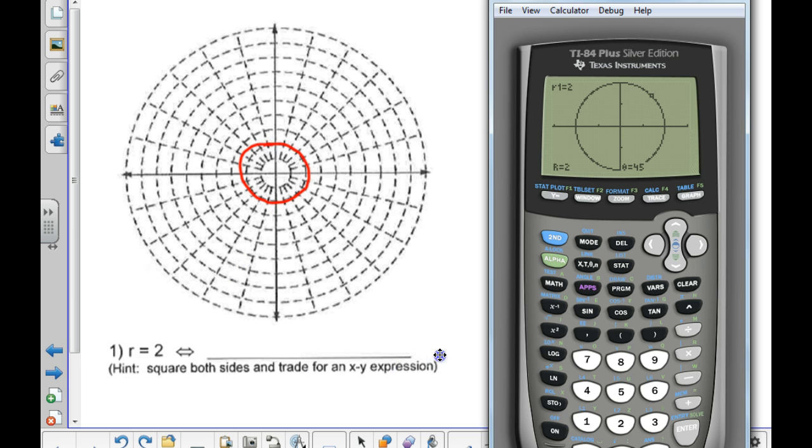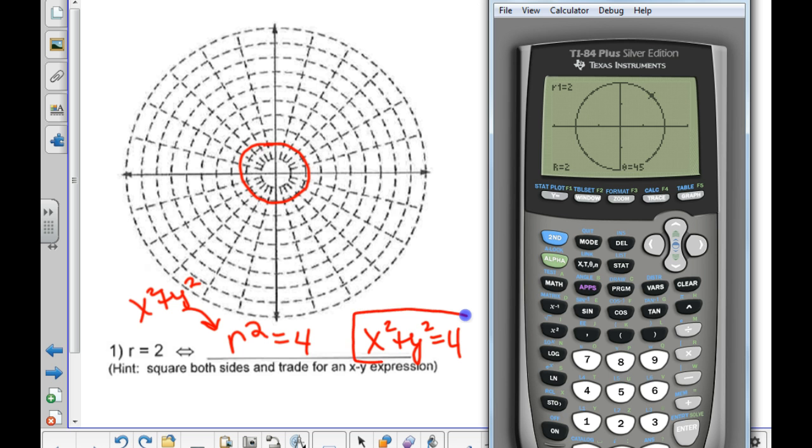All right, to fill this in and convert, there are some hints here because these are complicated. It says square both sides first. If I square both sides, I get r squared equals 4. But what can I trade r squared for according to our notes? x squared plus y squared. So this will become x squared plus y squared equals 4. Does that look familiar?